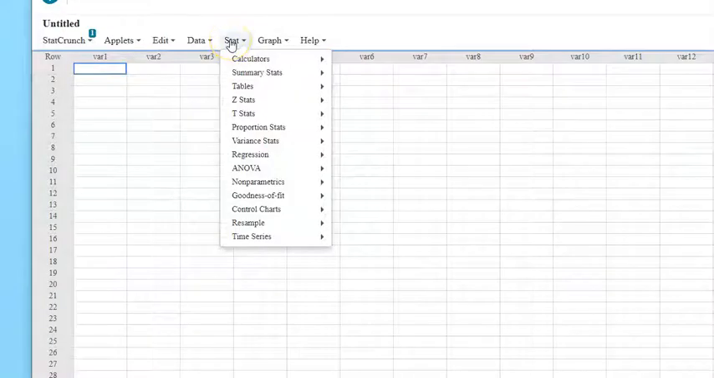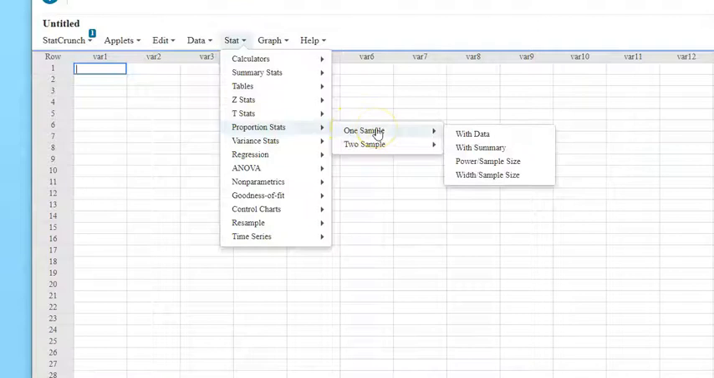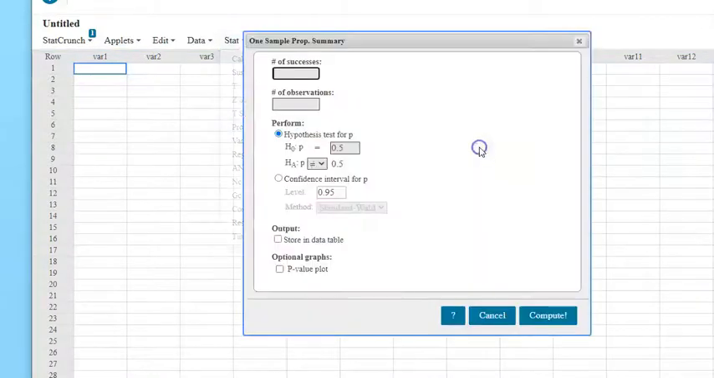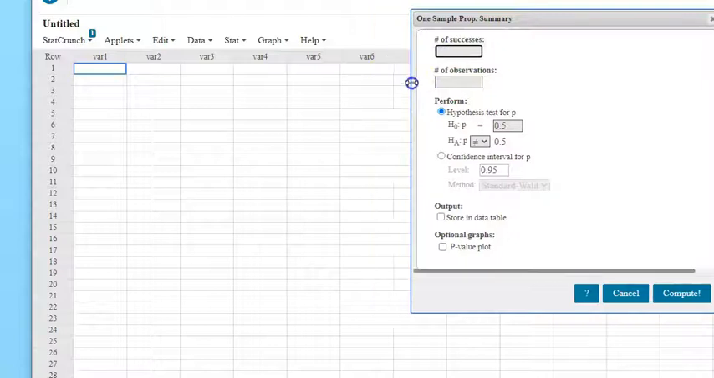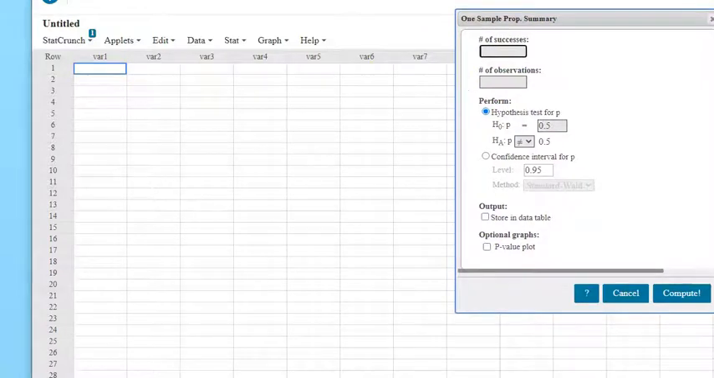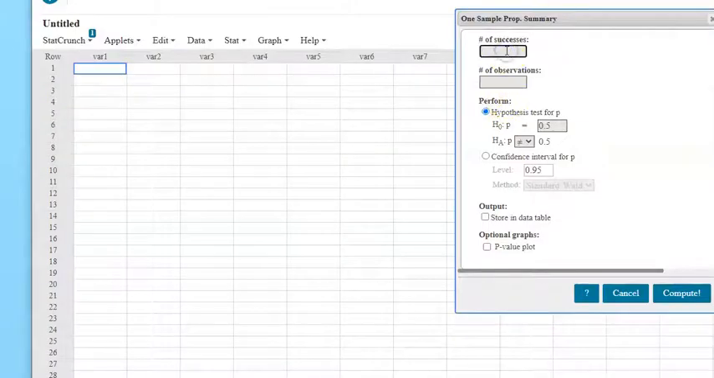In StatCrunch, I'm trying to find a confidence interval for a proportion. I'm going to use proportion stats. This is going to be 1 sample, and it's with summary. So this goes back to the frequency for your color and your sample size. The number of successes is going to be the same as the frequency for the color that you chose. For me, I chose red, and in my sample of M&Ms, I had 54 red M&Ms. So my number of successes here is going to be 54.